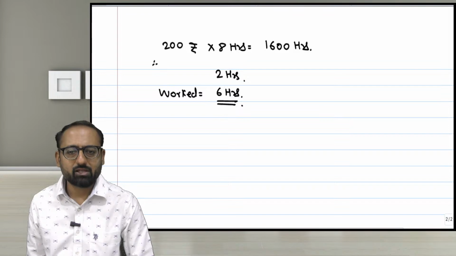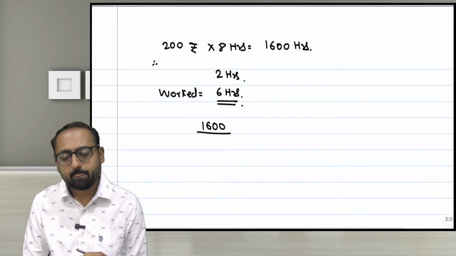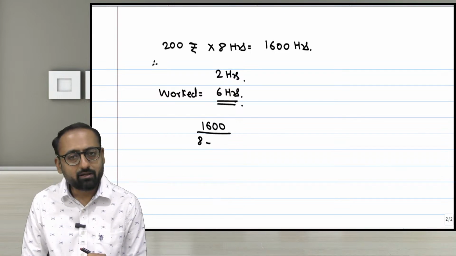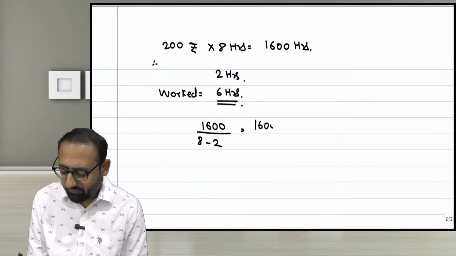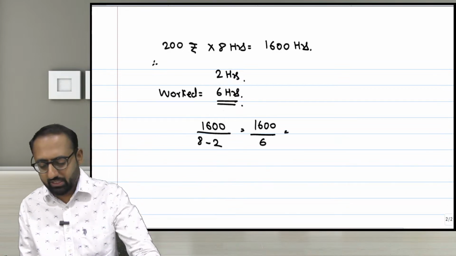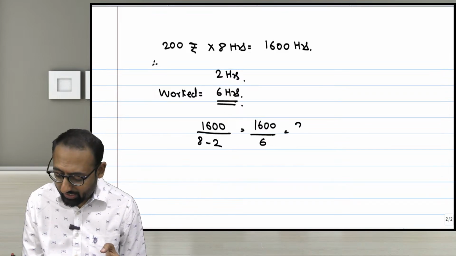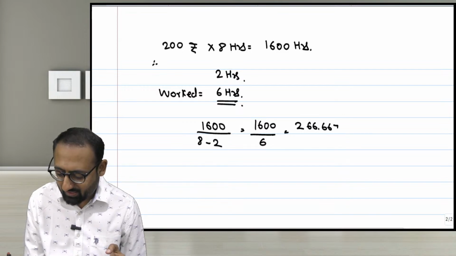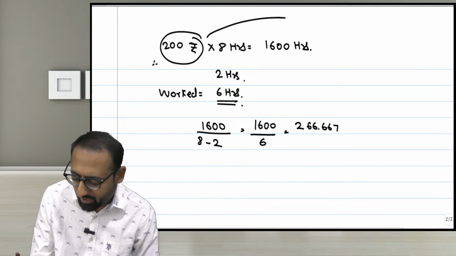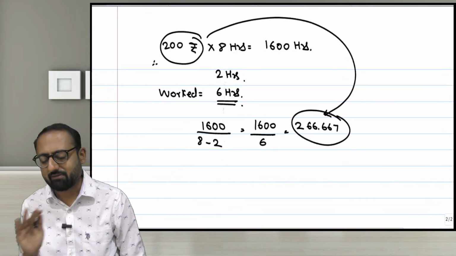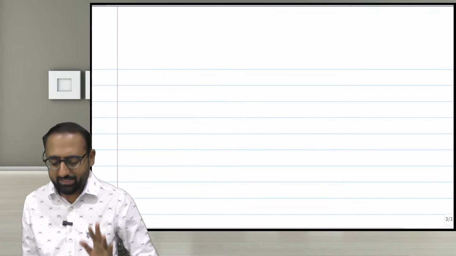Now, how to calculate the inflated wage rate is very simple. Total wages for the day is 1600. Total gross hours are 8 minus normal idle time of 2 hours. So 1600 divided by 6, you can check that your rate is 266.667. So the rate is inflated from 200 rupees to 266.667 rupees.